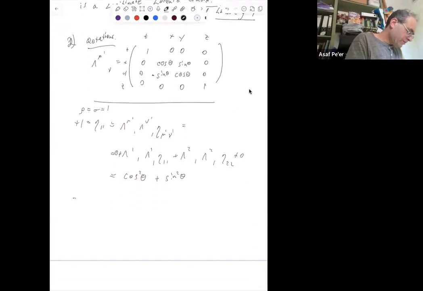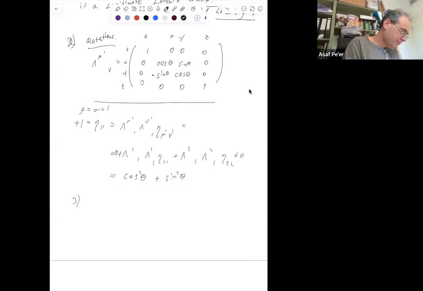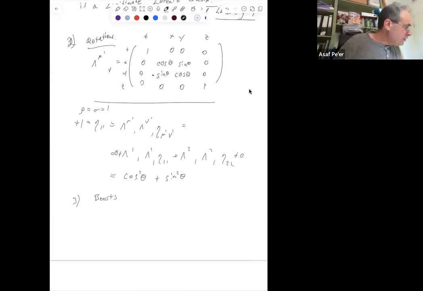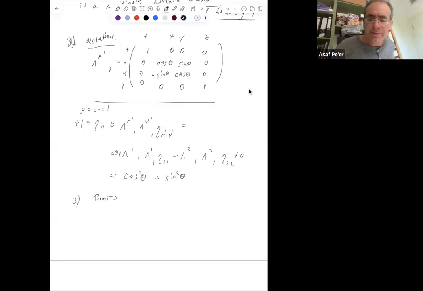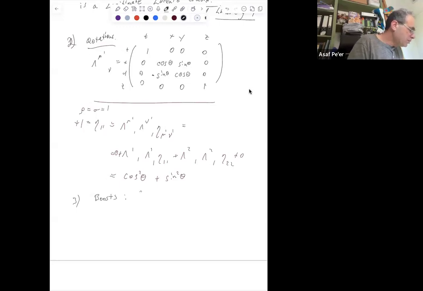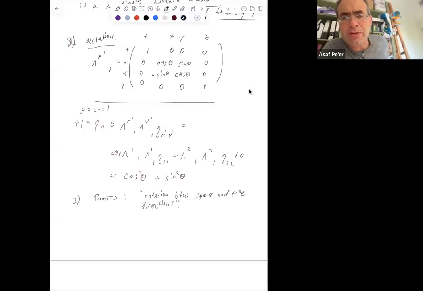So the third group of transformations are called boosts. The simple way of thinking of them is simply as rotations between one of the space coordinates and the time direction. So, rotations between space and time direction. The mathematical structure, in fact, is the same as rotations.